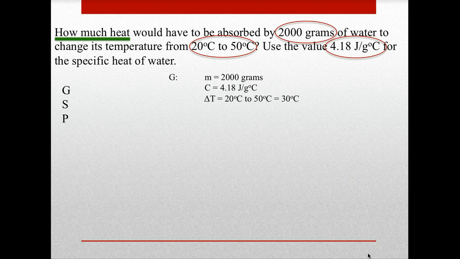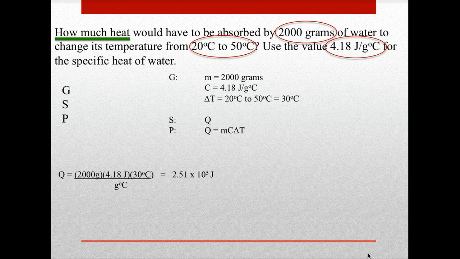Okay, so what are we solving for here? Well, we have M, C, and delta T. The question says how much heat, so Q is heat, so that's what we're solving for. So what is our plan? Well, our plan starts off with our formula for thermochemistry for heat problems, and that's Q is equal to mc delta T. Since we're already solving for Q, we don't have to rearrange. We just simply need to plug in now.